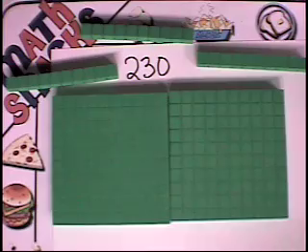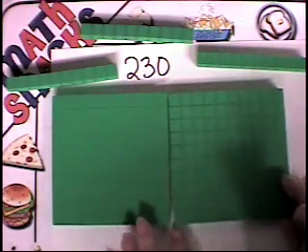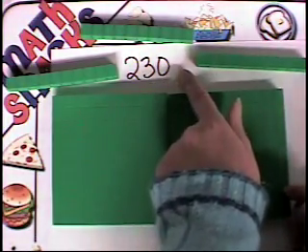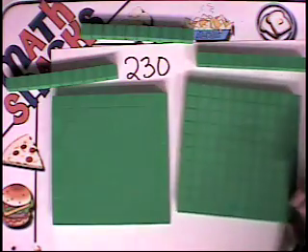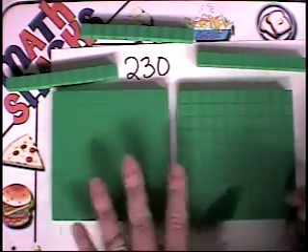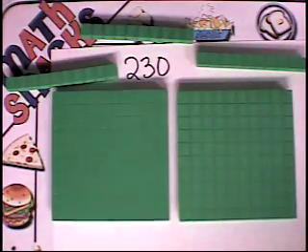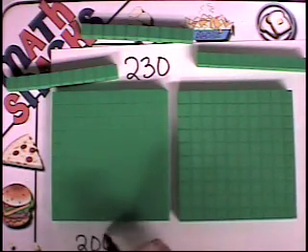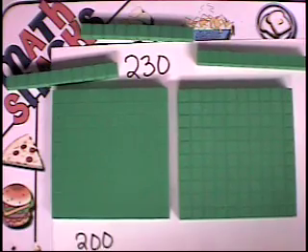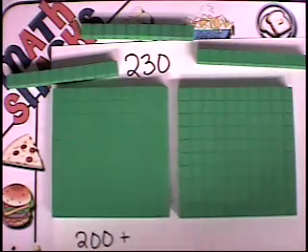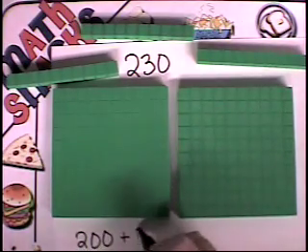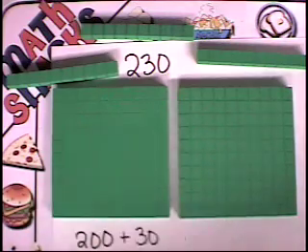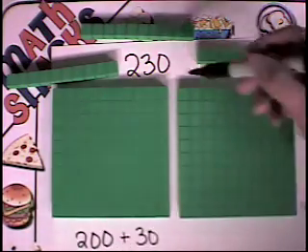230. Okay. If we were going to write this, this is written in standard notation. Yes, it is. What if we're going to write it in expanded? Let's write what you did with the hundreds first. There would be 2 hundreds, plus, how many tens? 3 tens makes 30. So 200 plus 30.